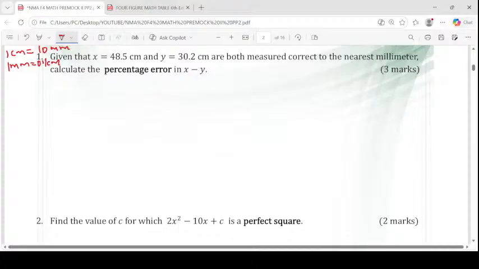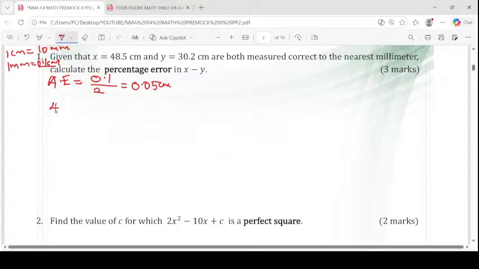We need to get the absolute error for each measurement. How do we get the absolute error for each measurement? We are going to take half of the smallest unit of the measurement. The smallest unit of the measurement here is 0.1 centimeters. When you divide 0.1 by 2, this exactly gives you 0.05 centimeters.